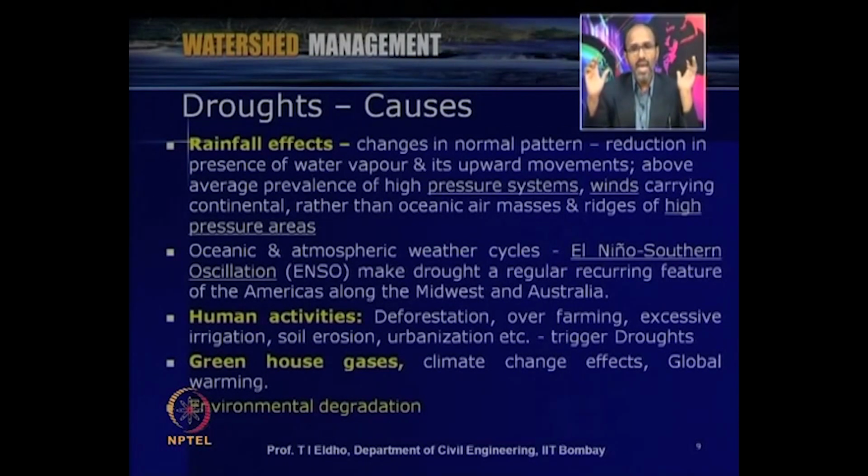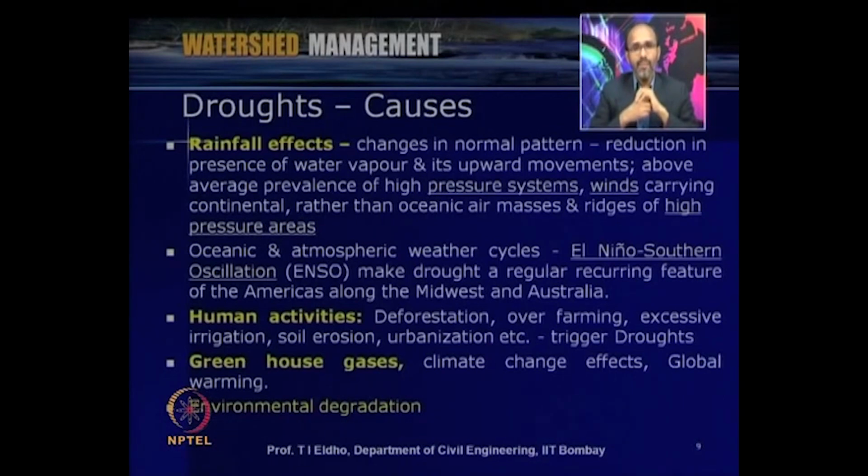Then conditions like oceanic and atmospheric weather cycles. Like El Nino, Southern Oscillation, ENSO, that kind of phenomena make drought a regular recurring feature of various continents like the Americas along the Midwest and Australia. So, this is not only the rainfall effects, but rainfall is the main cause, and the rainfall will be reduced, or the monsoon will be affected due to oceanic and atmospheric weather cycles.